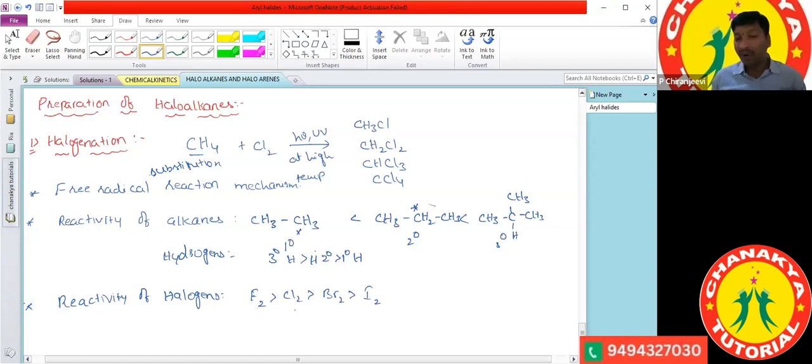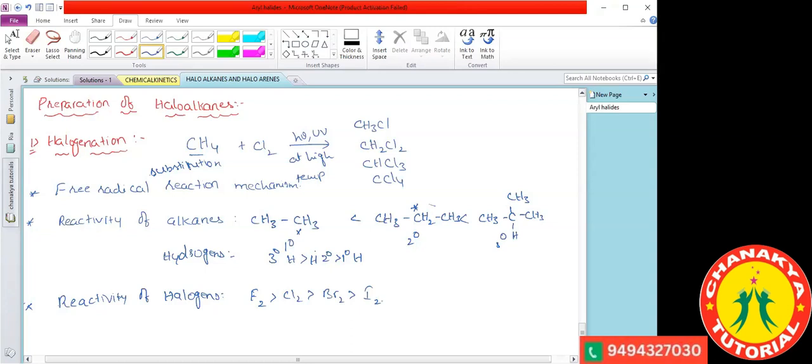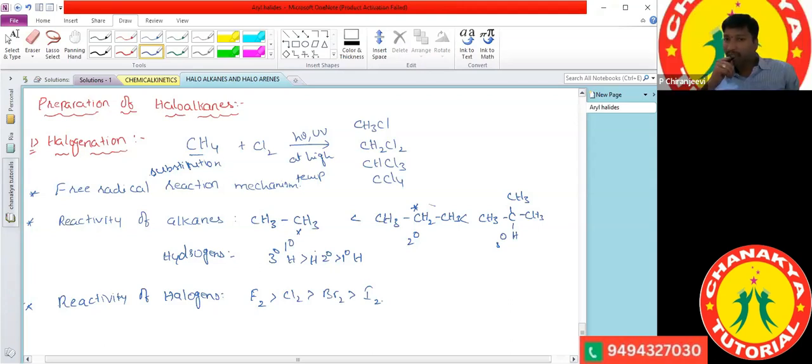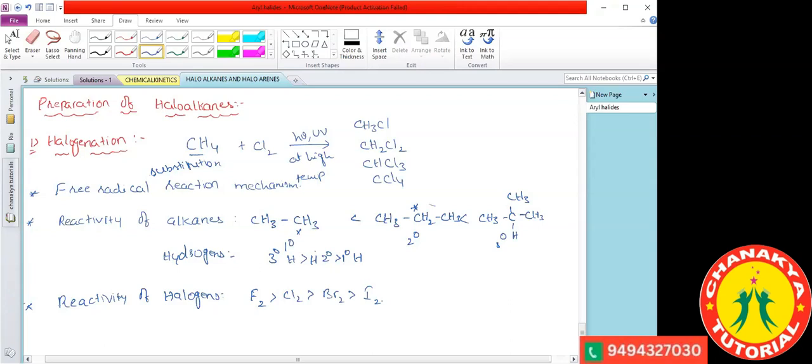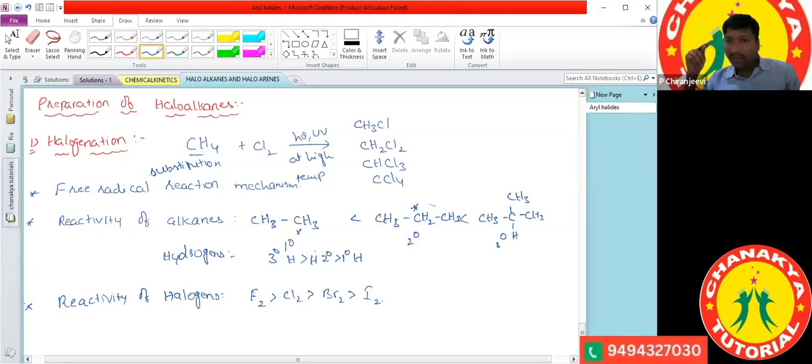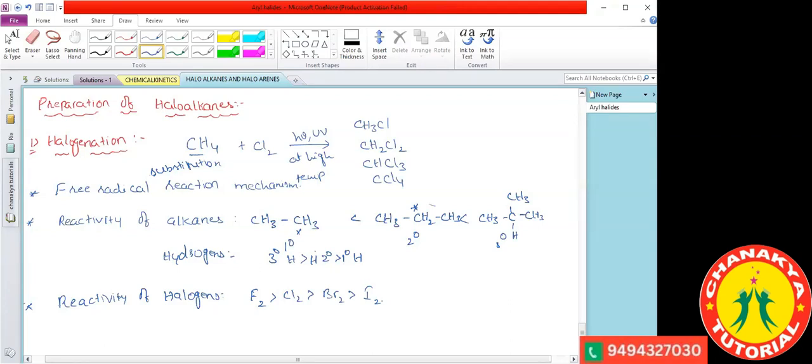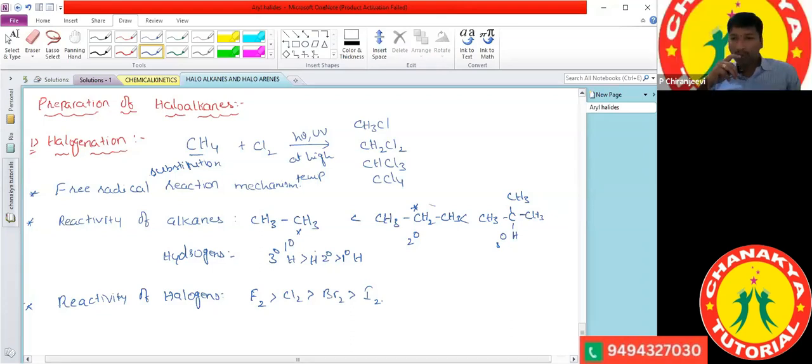So why does the reactivity order decrease? Any one of you? Sir, electronegativity. Electronegativity decreases. Iodine is also a good leaving group. Okay, iodine is a good leaving group here.